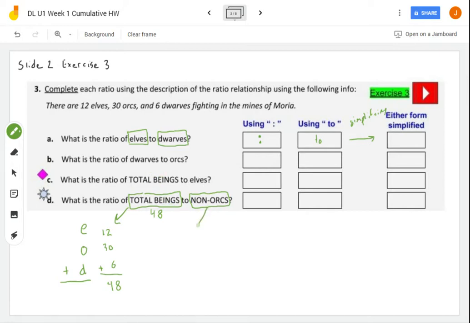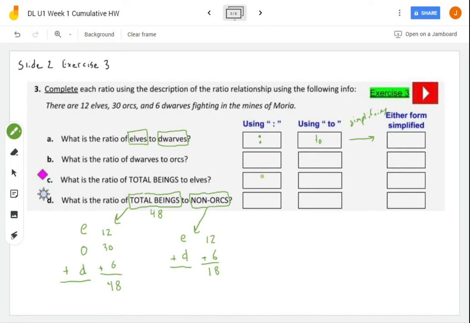Now we're going to find the non-orcs, and hopefully you thought about non-orcs as like not orcs, which means we don't care about the 30 in this particular setup, but we do care about anything else. So we care about the elves, and we care about the dwarves. And so we're going to add the elves and the dwarves together because those are both non-orcs, things that are not orcs. So that's 12 and 6. Add that together, you get 18.